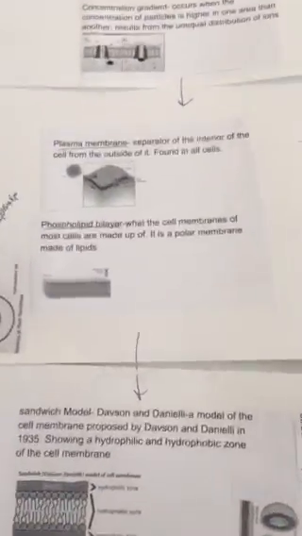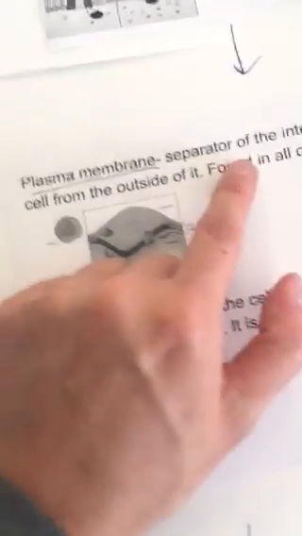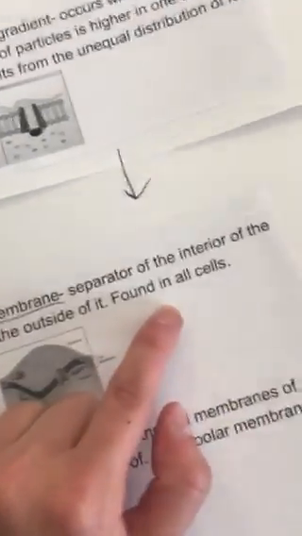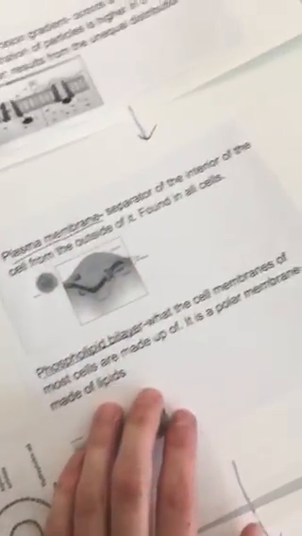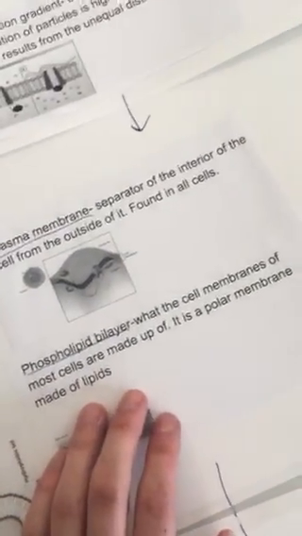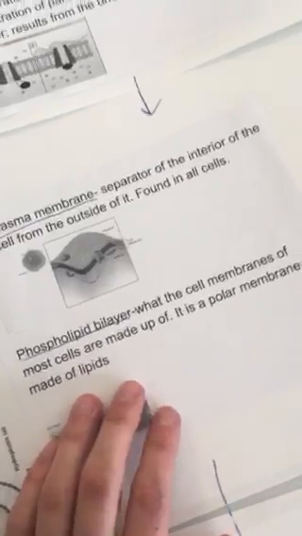So the plasma membrane is what we've come back to, which is the separator of the interior of the cell from the outside, and it is found in all cells. The phospholipid bilayer is what the cell membranes of most cells are made of, and it is a polar membrane made of lipids. Kind of just a side point here.